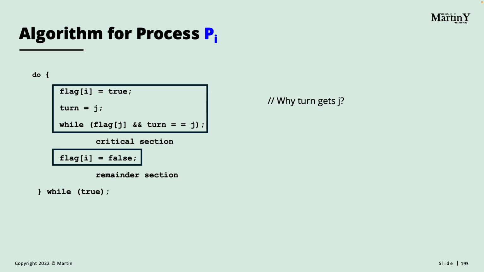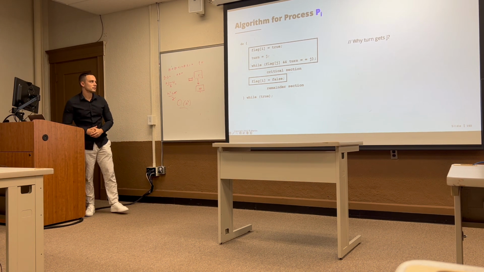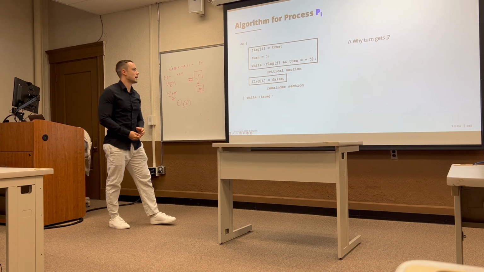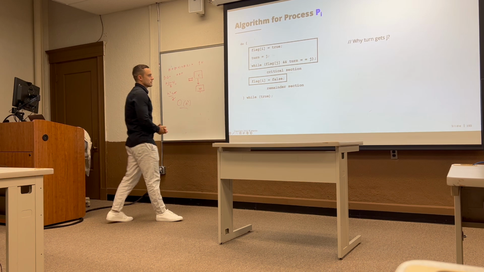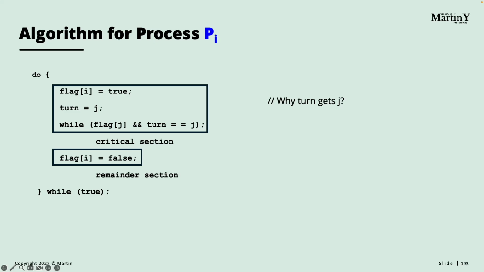Okay, so how the Peterson algorithm works. Let's say we have two processes that want to use the same memory, process I and process J. Okay, so let's say this is the code for the process I. So first of all, the process I will say, okay, I'm ready to go into my critical section.